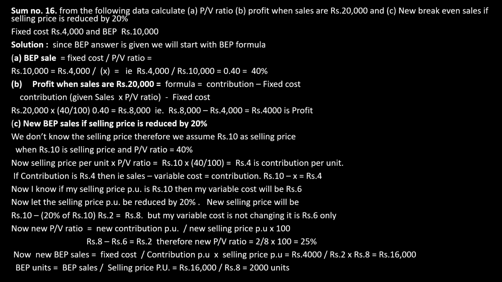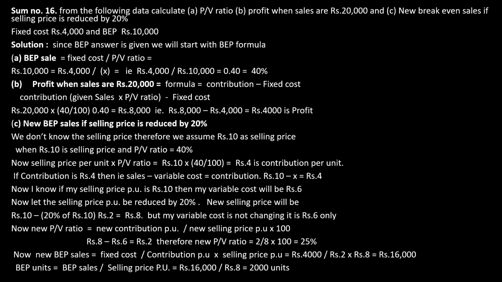Second, profit when sales is 20,000. Here the problem asks me to find the profit for the sale of 20,000 rupees. In the previous sum, they gave me profit and asked me to find sales. For that, there is a formula. Here, when you are given the sales and you are asked to find the profit, there's only one way, which is contribution minus fixed cost. My contribution I have to find now.